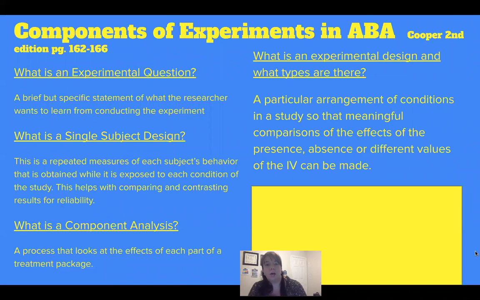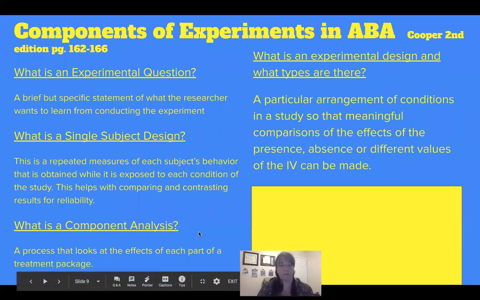It's going to say what's an experimental design and what types are there. So after I read out what an experimental design is, you guys are going to tell me what types there are. A particular arrangement of conditions in a study so that meaningful comparisons of the effects of the presence, absence, or different values of the IV can be made. So tell me what types are there.